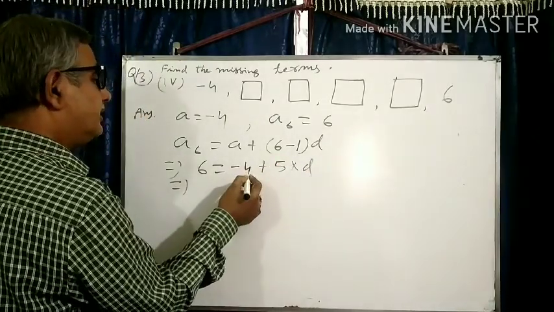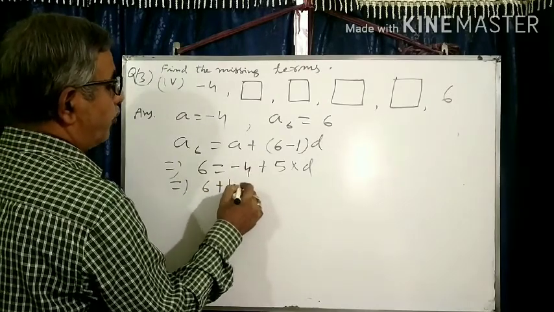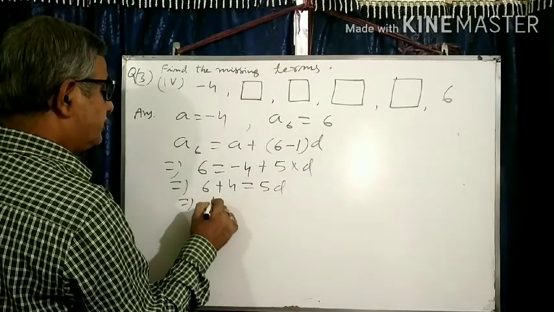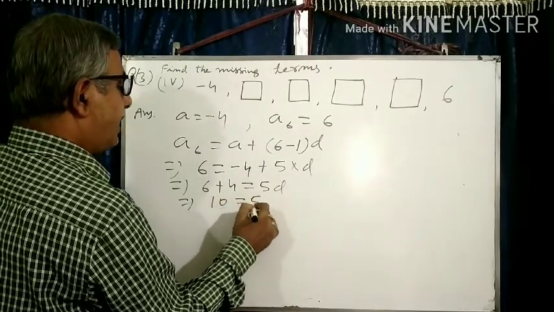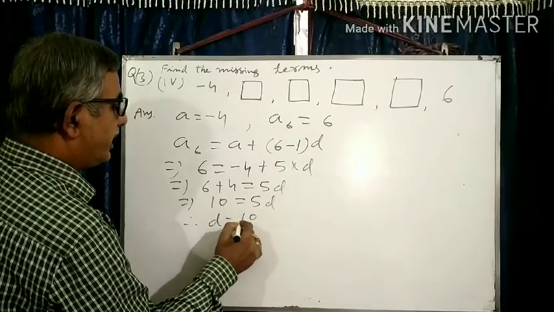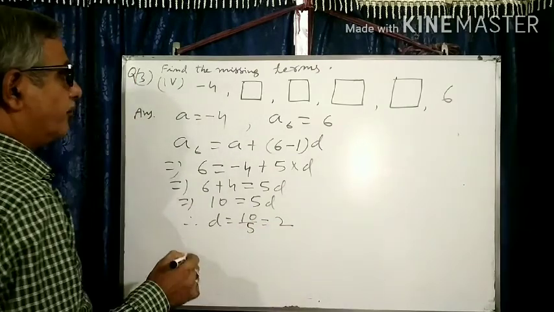Let this minus 4 come to this side. So 6 plus 4, you are getting 5D. Here 10 is equal to 5D. Therefore D is equal to 10 by 5. You are getting 2. Therefore you got D.